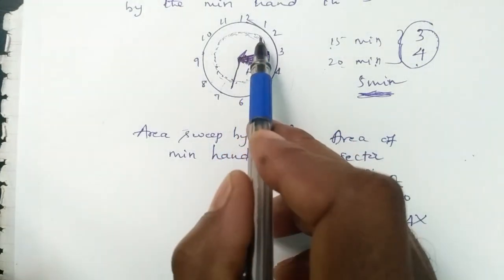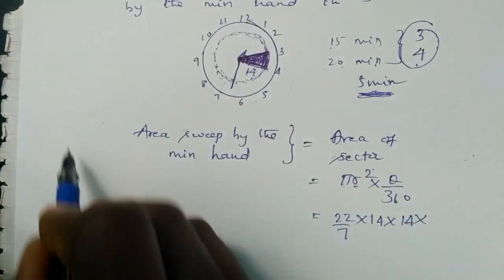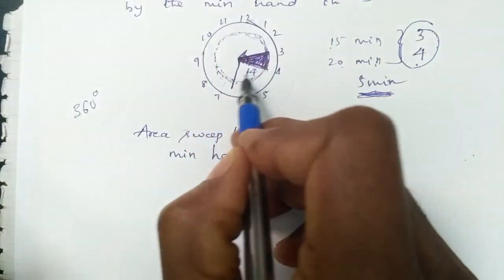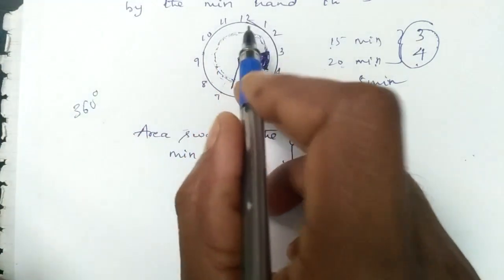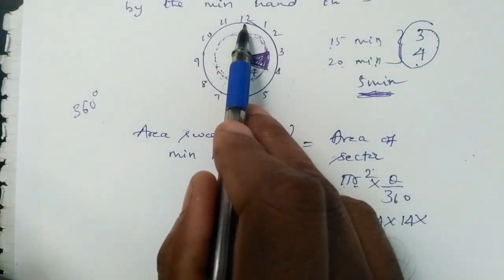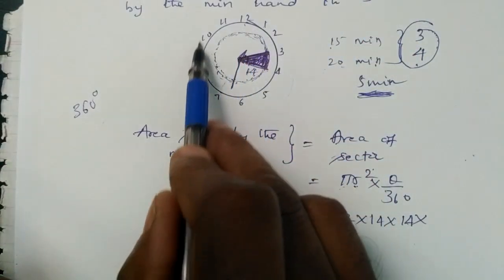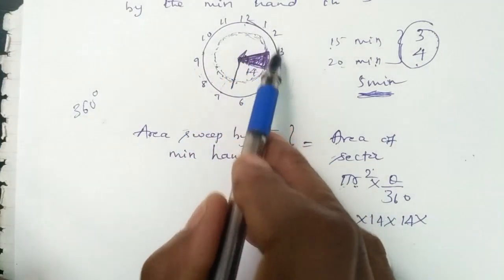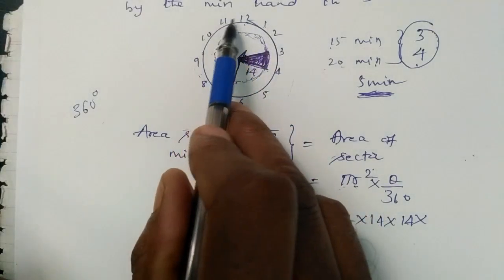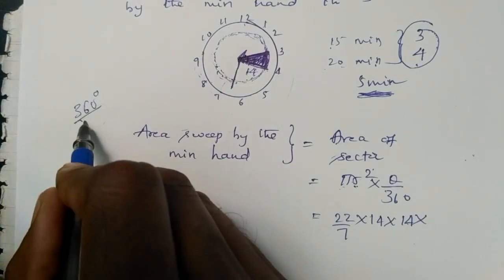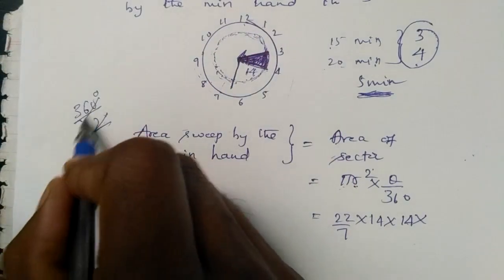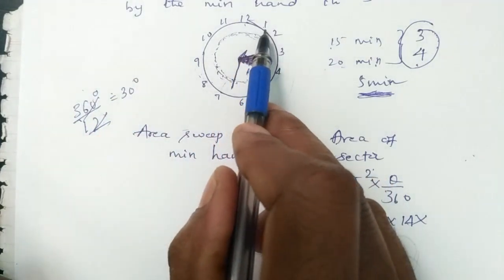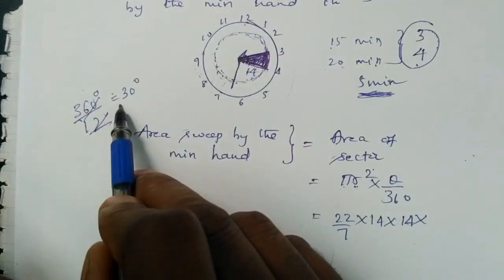It is very simple. First, the whole circle is how much? 360 degree. This whole 360 degree circle is divided into how many parts? Let us see: 12, 1, 2, 3, 4, 5, like it goes. Totally the whole circle is divided into 12 parts. So we divide 360 by 12 parts, which gives 30 degrees for every 1 hour mark.